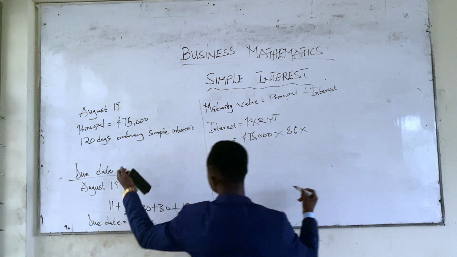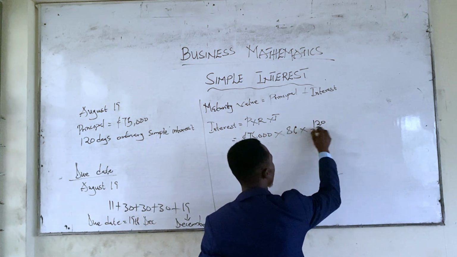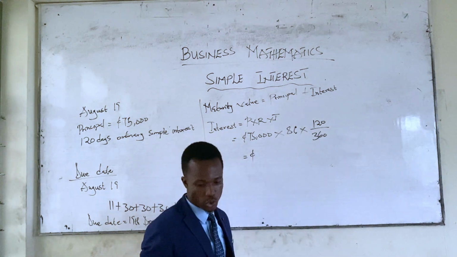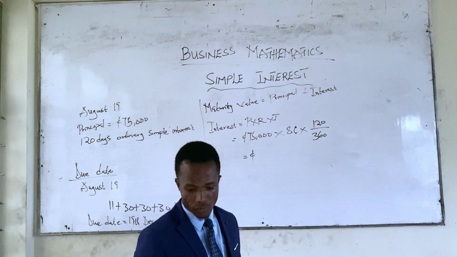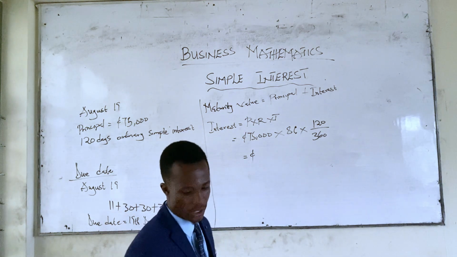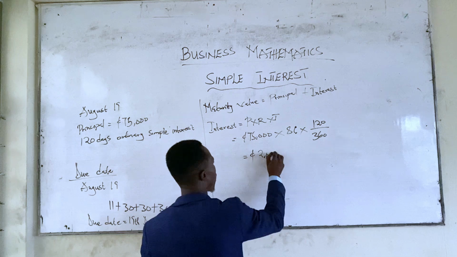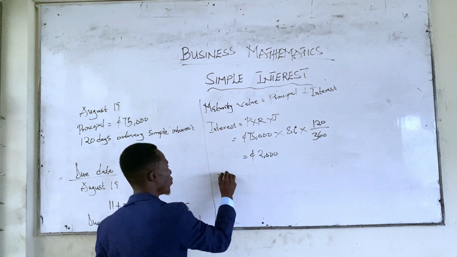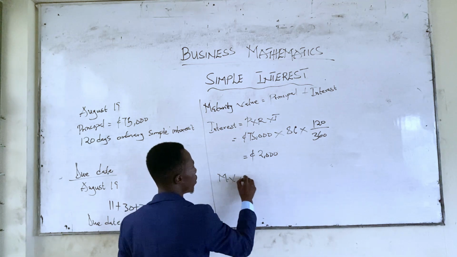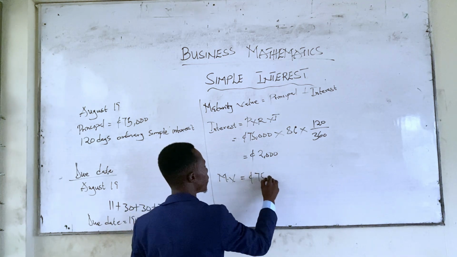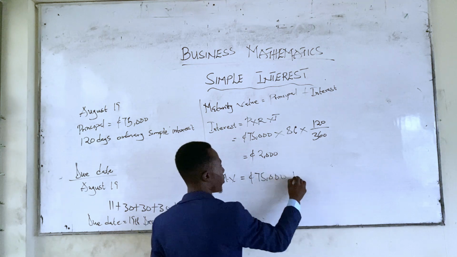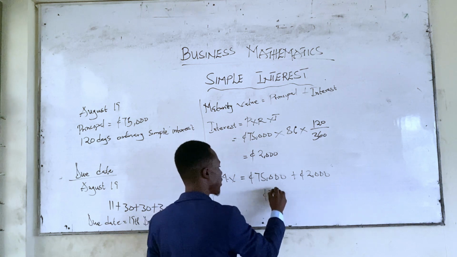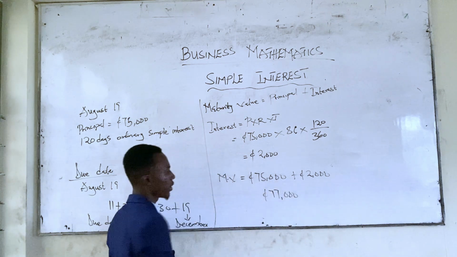So for the days, we were given 120 days over 360. Then our interest is going to be what? We are going to get an interest of 2,000 Ghana cedis. Since we have the interest, we can calculate the maturity value, right? So maturity value is equal to our principal, 75,000, plus our interest, 2,000. So here we have 77,000 for the maturity value.